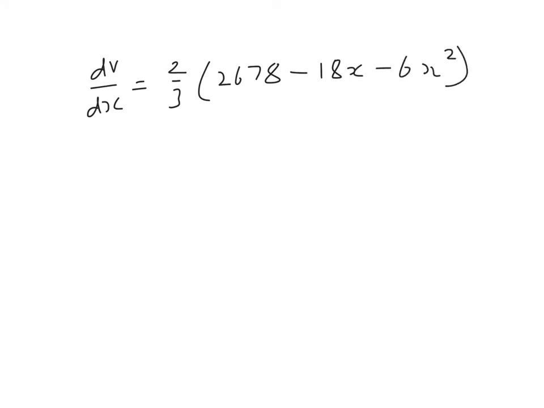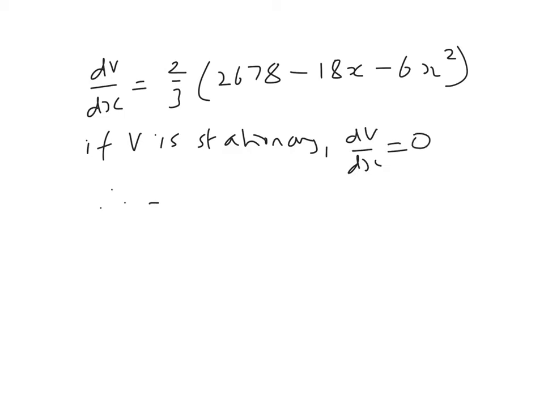Now we need to find the positive value for which V is stationary, so we need to work out dV by dx. So we need to differentiate that expression. The 2/3 can just stay as 2/3. Differentiate 2678x, it's 2678. Differentiate 9x squared, that's minus 18x. Differentiate 2x cubed, that's minus 6x squared. So if V is stationary, dV by dx equals 0. So in other words, 2678 minus 18x minus 6x squared is 0.